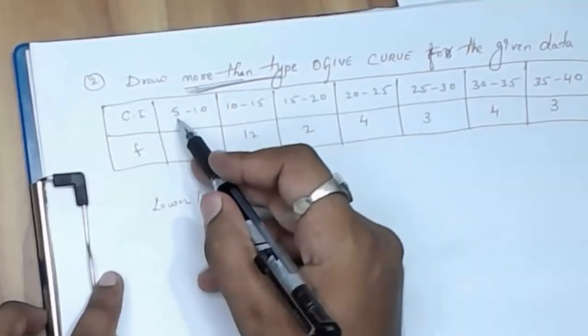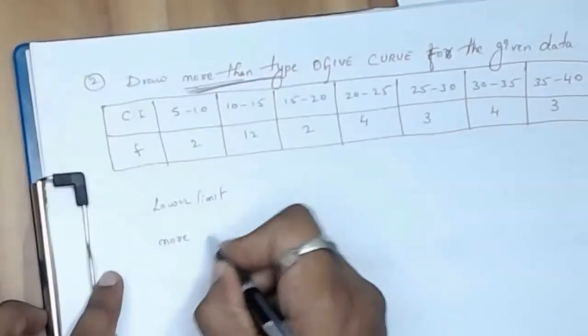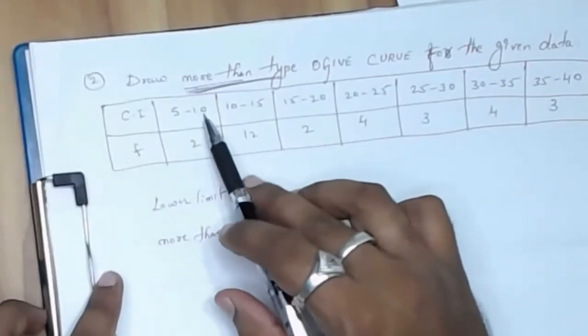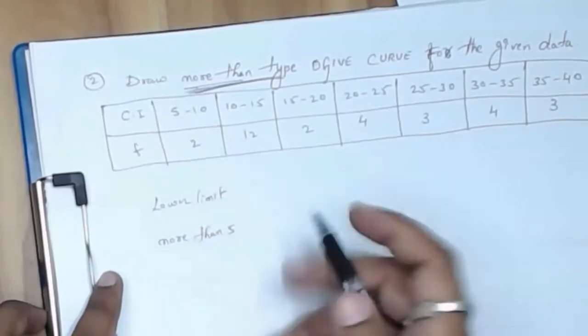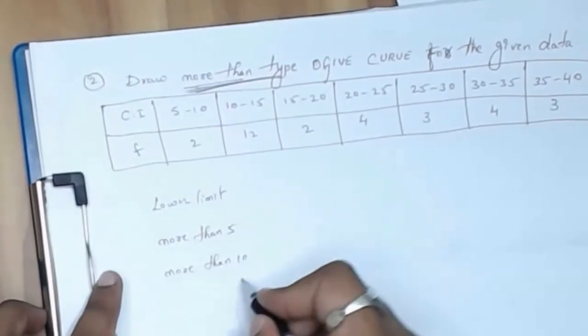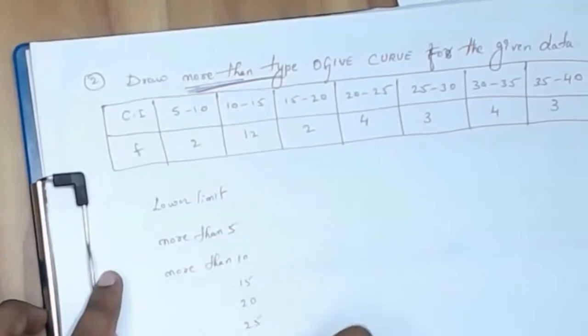So what is lower limit here? 5. So here we should use the word more than 5. I said you in the previous problem, for less than we take more value, bigger number. For more than we take smaller number, means more than 5. Got it? More than 5. Next, more than 10, more than 15, more than 20, more than 25, more than 30, more than 35.